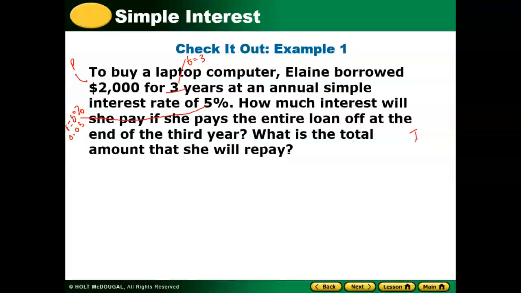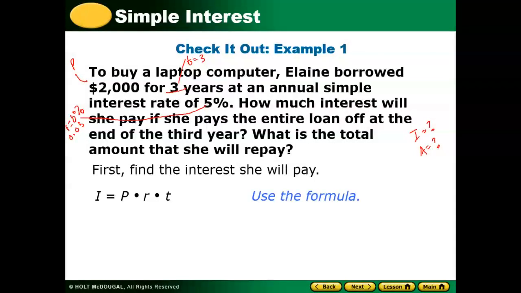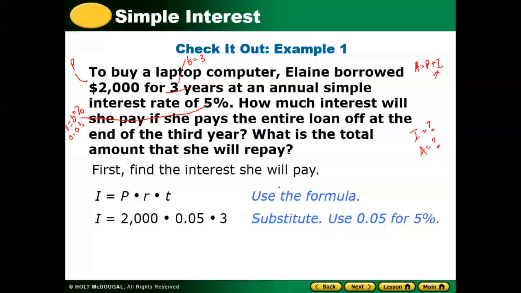So again, we're trying to find our interest and our amount, exactly the same as the last question. Let's first find the interest she will pay, because we can't find the amount since we only know the principal, and we know the formula to find amount is principal plus interest. So we need to calculate how much interest she's paid. Let's start with I equals PRT. That's our formula for simple interest. The principal was 2,000. The rate we converted to a decimal was 0.05, and our time was 3 years. We're just going to plug that into our calculator, and we find an interest of $300.